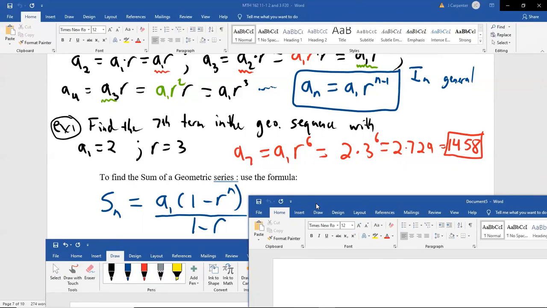To find the sum of a geometric series, use the formula S sub n equals the first term times 1 minus that common ratio raised to the n, not n minus 1 raised to the n, and then all over 1 minus r. No, the 1 minus r's do not cancel, not even close. You could lose one of them if that n was outside the parentheses, but definitely not in this form. So you're supposed to memorize this.